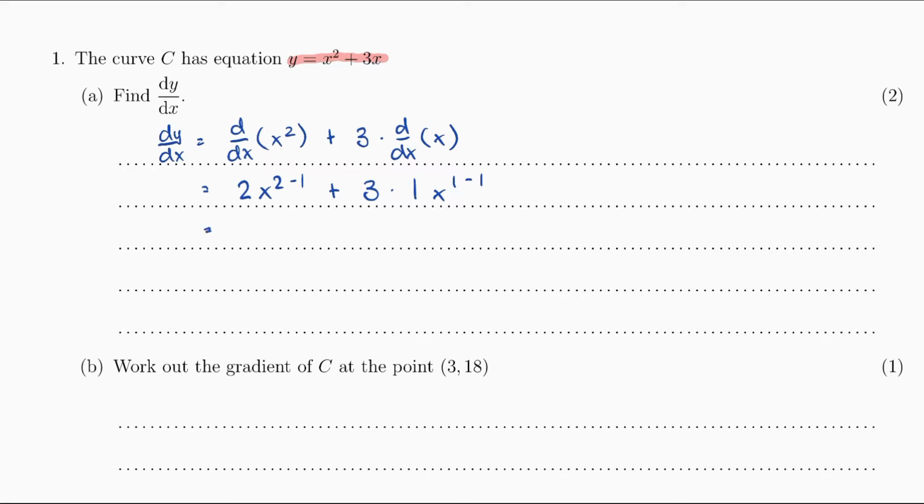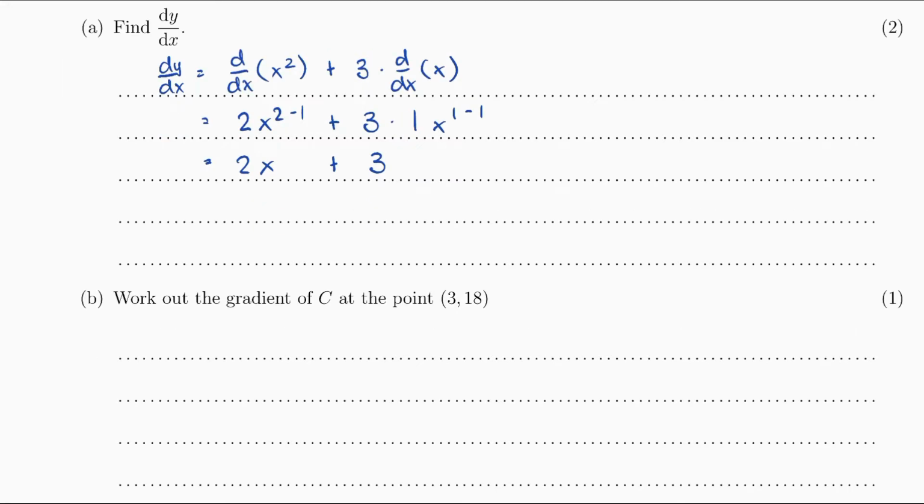This can be simplified to 2x to the power 1, which is simply 2x, plus 3 times 1 times x to the power 0, and x to the power 0 is simply 1. So we have 3 times 1 times 1, which simplifies to 3. So therefore, for the curve y equals x squared plus 3x, the first derivative of y with respect to x is 2x plus 3.